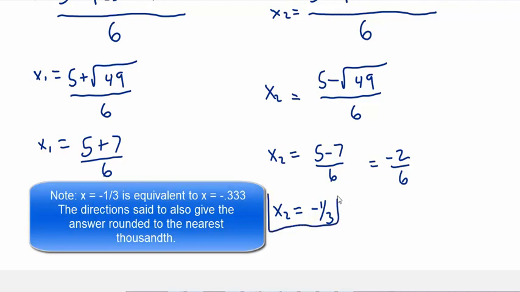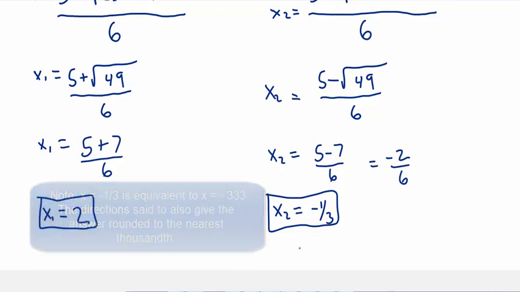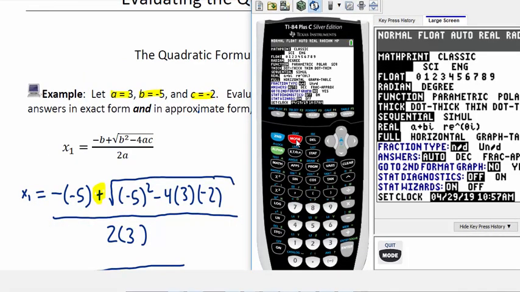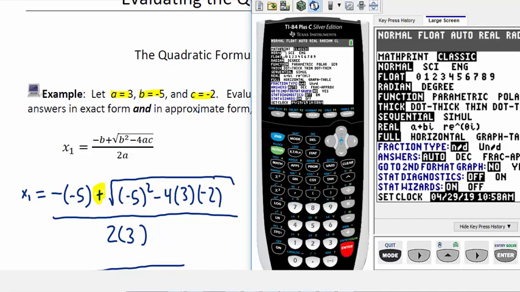So here's my second solution. Now let me show you how to check these answers on a graphing calculator. I'm going to do that in 2 different ways. I'm going to press the mode key in my calculator, and I have 2 choices. I can put my calculator in Classic mode, by moving over to Classic and pressing Enter, or I could do the problem in Mathprint mode.